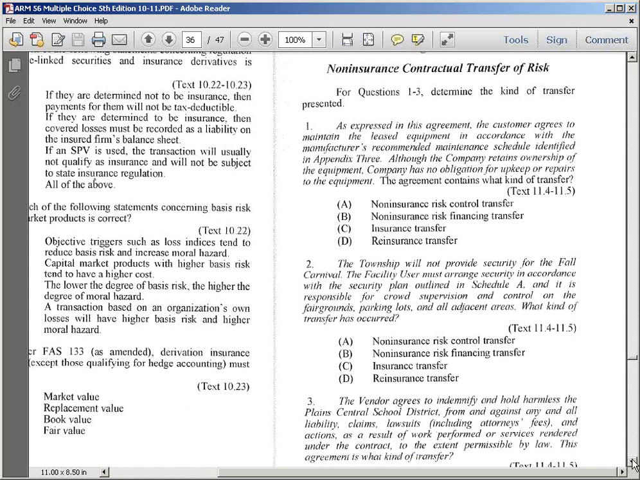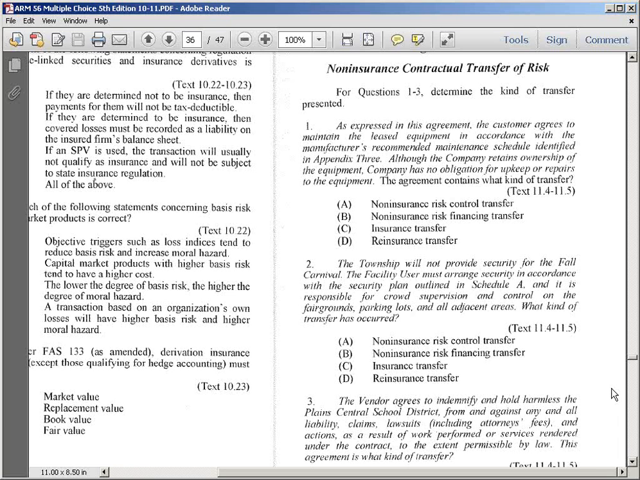So then you have number 2, which is a good one. The township will not provide security for the fall carnival. The facility user must arrange security in accordance with the security plan, Schedule A, and is responsible for crowd supervision and control on the fairgrounds, parking lots, and all adjacent areas. What kind of transfer is that one?